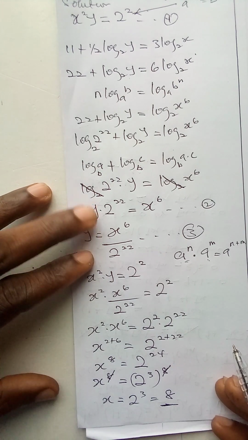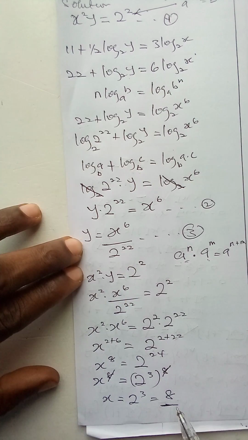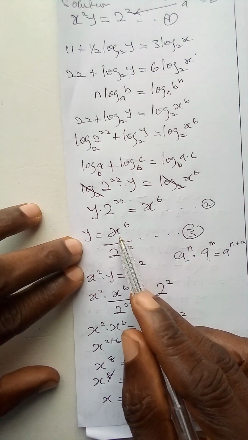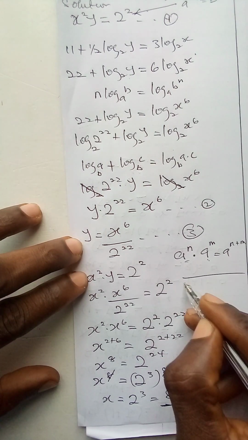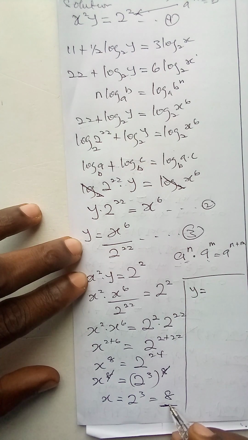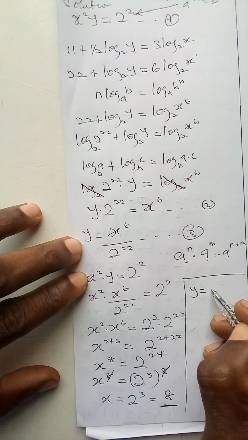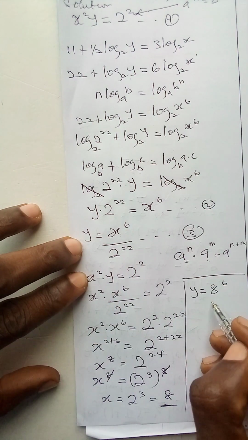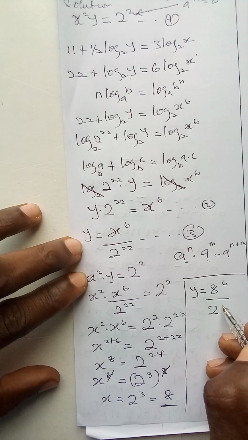Now, let's go back to equation 3 and put the value of 8, or 2 to power 3, for x in equation 3. If we do that, here we'll have y equals our x, which is 8 to power 6 now, because x is raised to power 6 here, all over 2 to power 22.